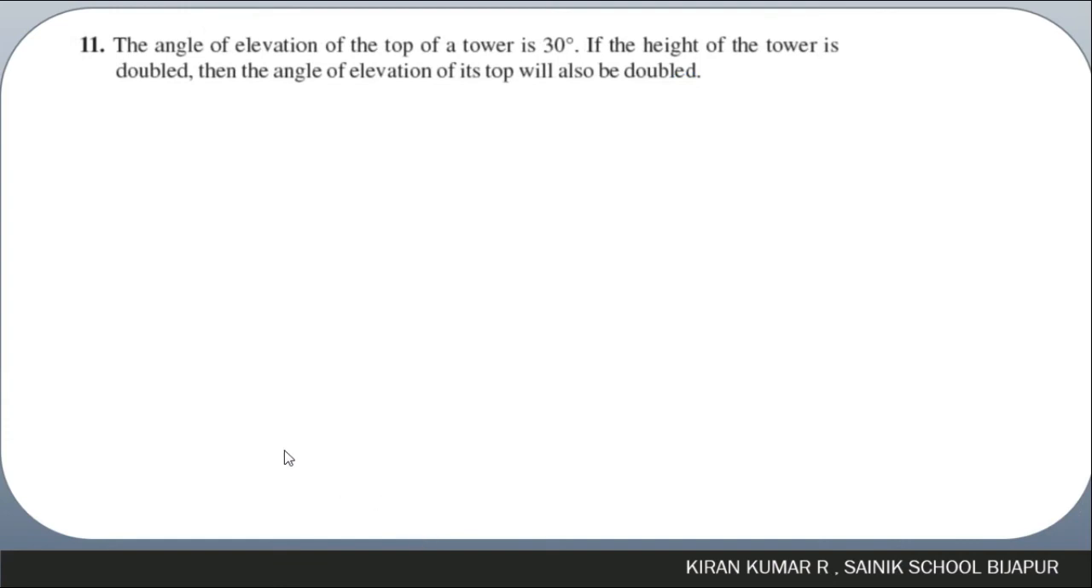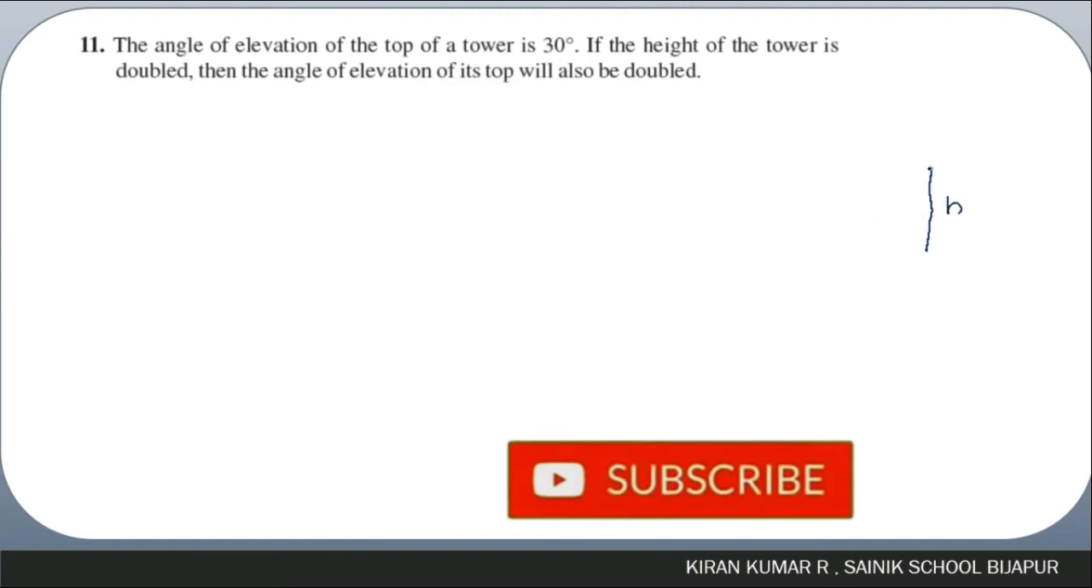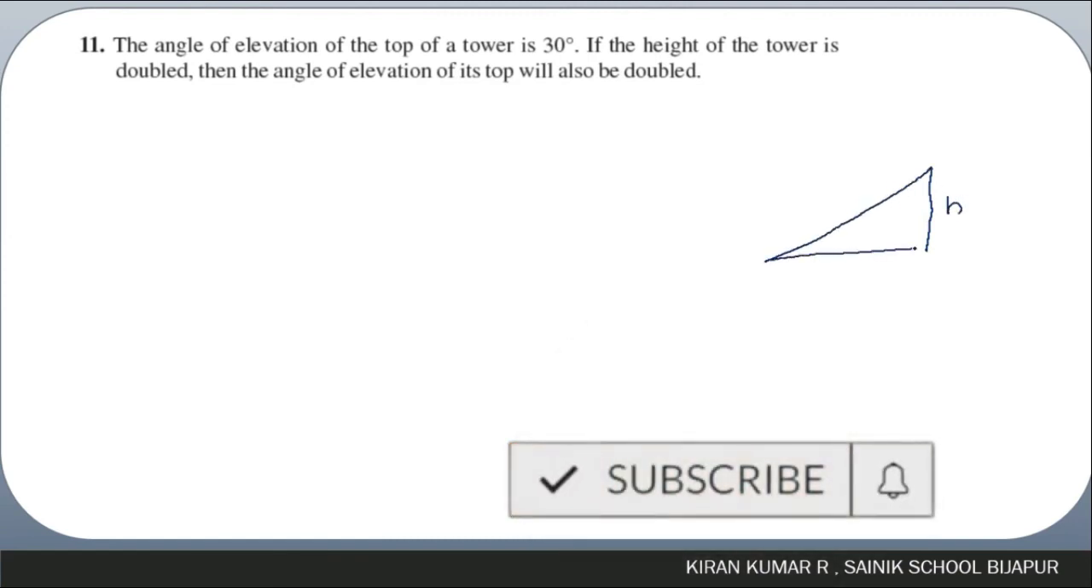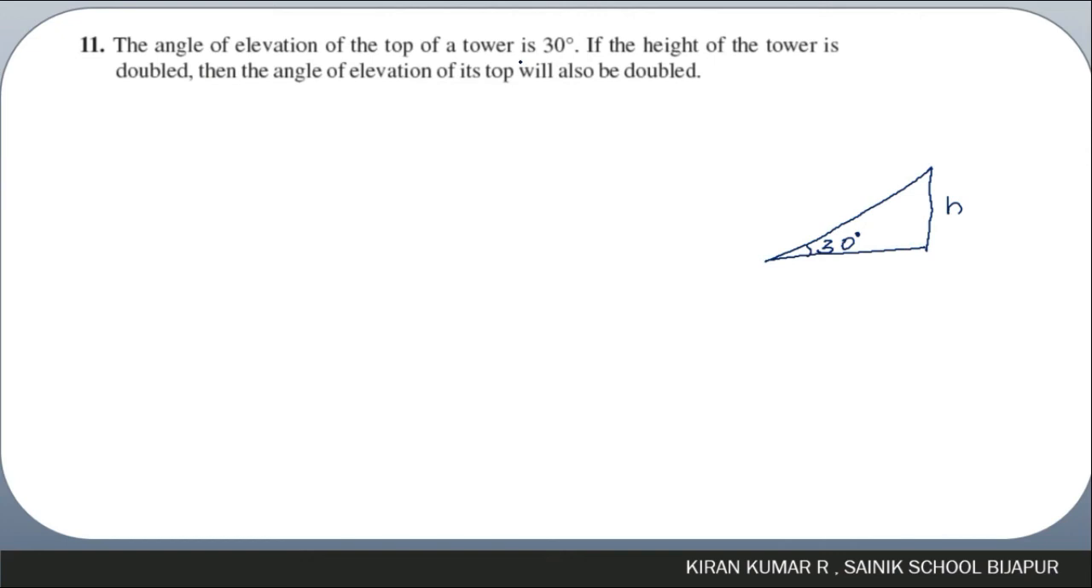Question number 11. The angle of elevation of the top of a tower is 30 degrees. If the height of the tower is doubled, then the angle of elevation of its top will also be doubled. How do we understand this? Let me consider h to be the height of the tower and the angle of elevation from the ground. Say this angle is 30 degrees. Let me consider the distance of the observer from the tower as y.